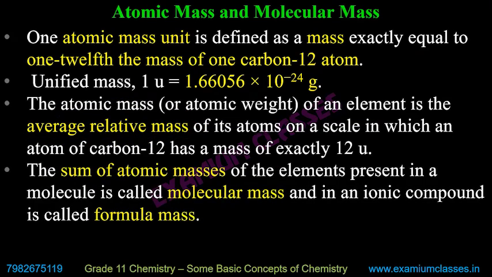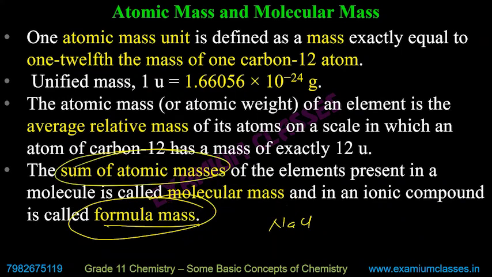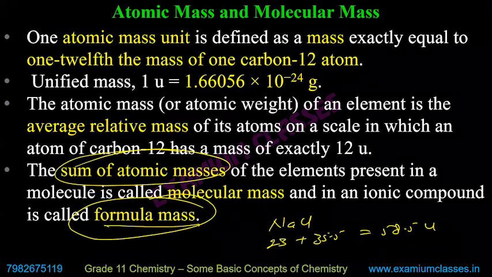Okay. So molecular mass is the sum of all atomic masses in that molecule. If it is an ionic compound, say NaCl, then instead of molecular mass, we normally call it formula mass. Otherwise, both are the same thing. Formula mass and molecular mass are both the sum of atomic masses, nothing else. For example, atomic mass of sodium 23, chlorine 35.5, so 58.5 U will be the formula mass of sodium chloride, but we call it molecular mass also.